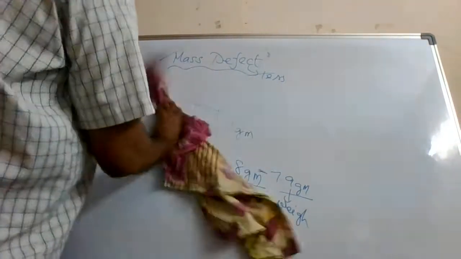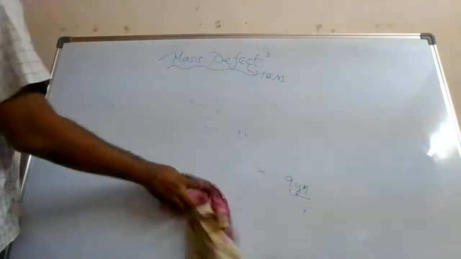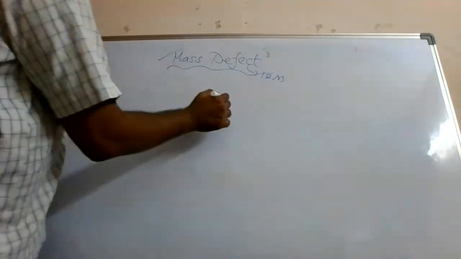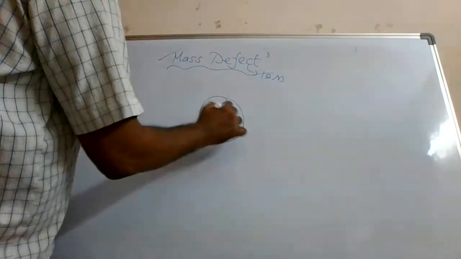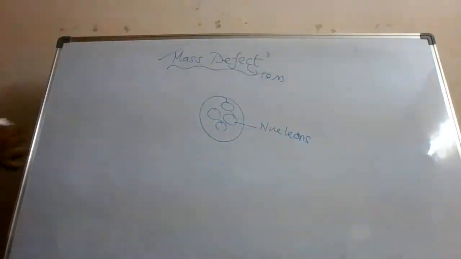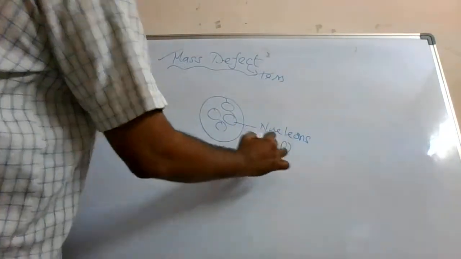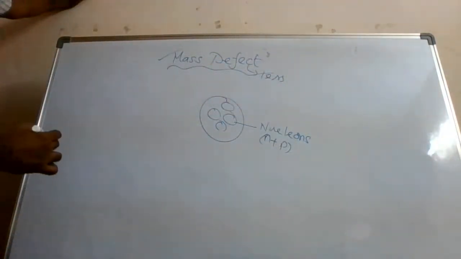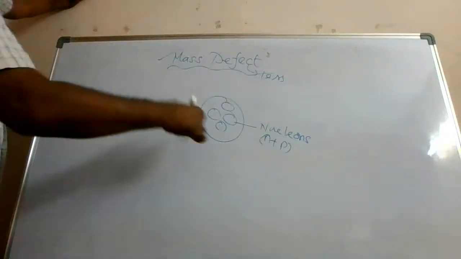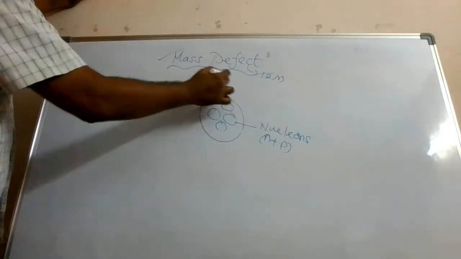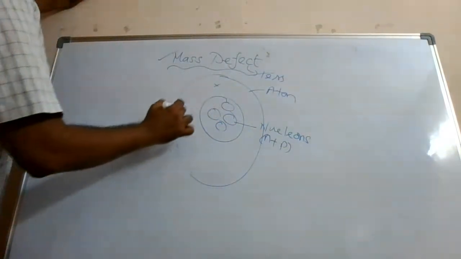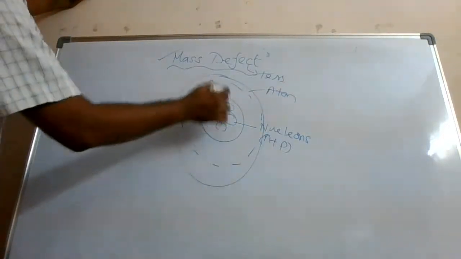Now similarly, if you take the case of nucleus, this is your nucleus. Now nucleus is made up of what? Nucleons. Nucleons are nothing but neutrons plus protons. Alright. So if I try to find the mass of the nucleus, see, basically nucleus is inside the atom. This is our atom, and here electrons are rotating around the nucleus.